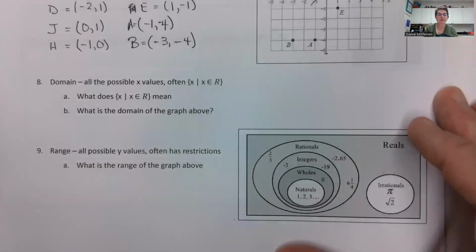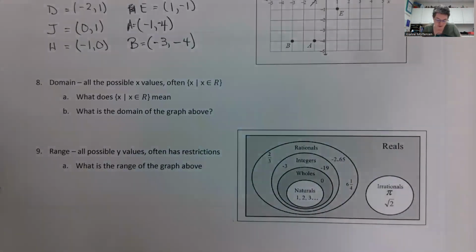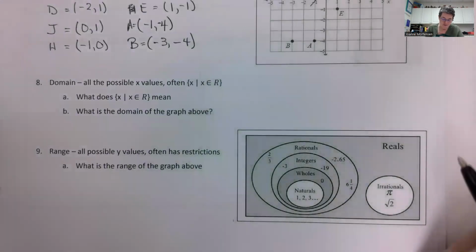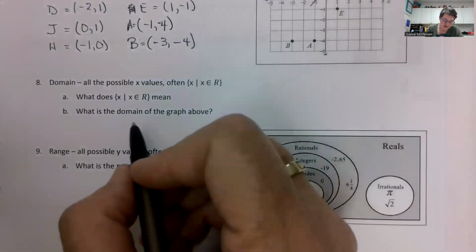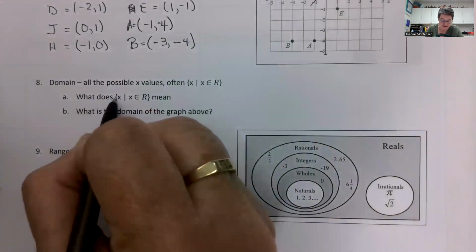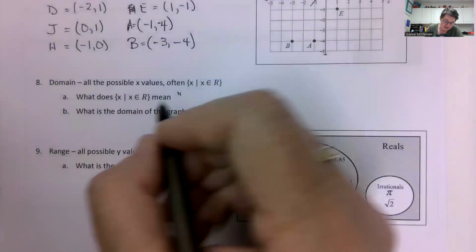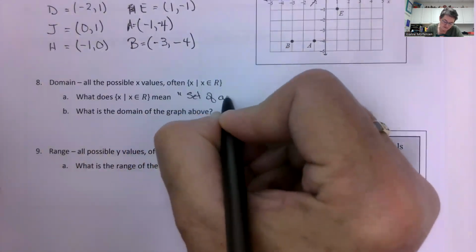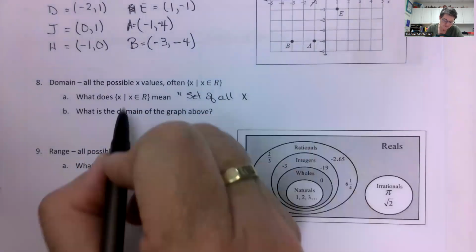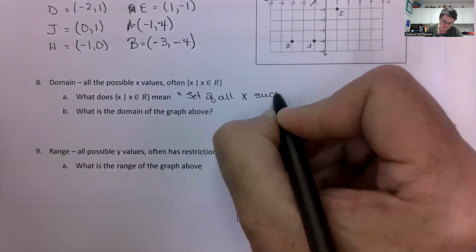Graphing hasn't kicked in all the way. All right, a couple other things to remember. The domain refers to all the possible X values that you can have. Now, if we want to translate this specifically, the brackety bits means the set of all X. That bar means such that.